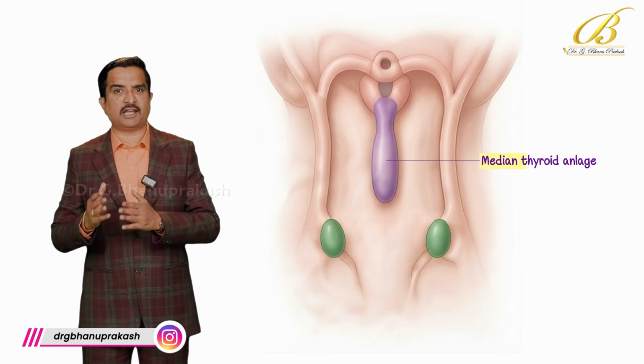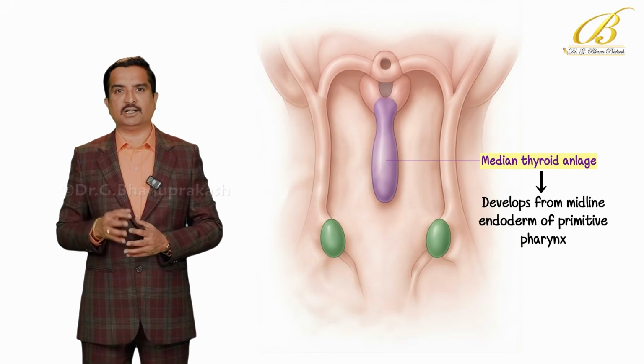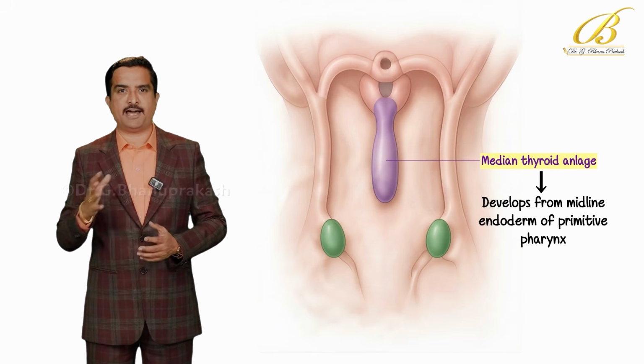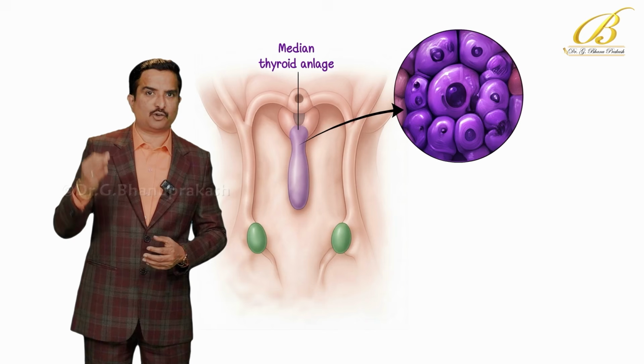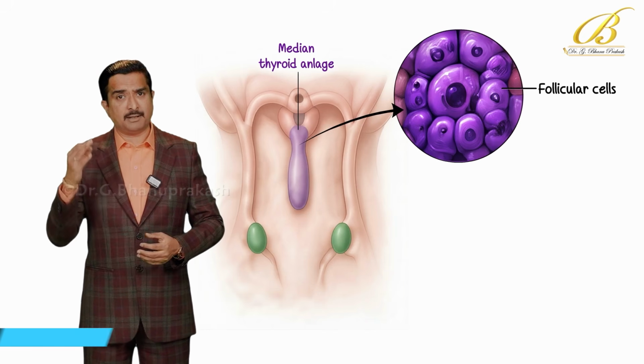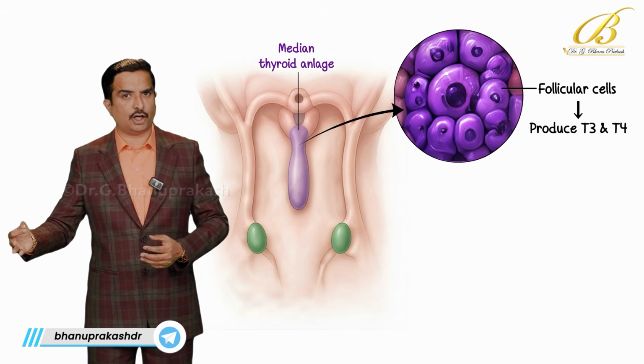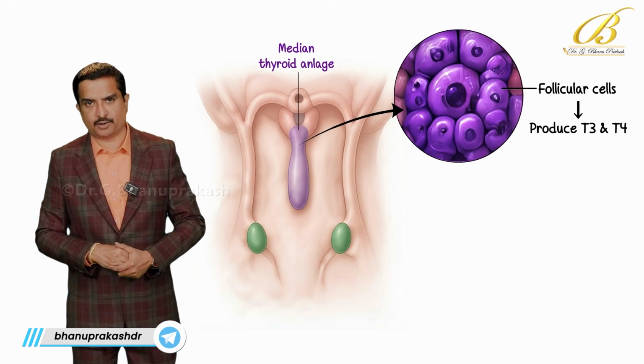First, the median thyroid anlage develops from the midline endoderm of the primitive pharynx. This is the structure that gives rise to follicular cells. And remember, follicular cells are the ones that produce the thyroid hormones T3 and T4.